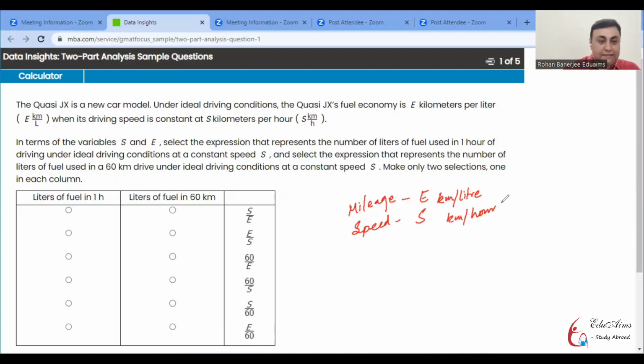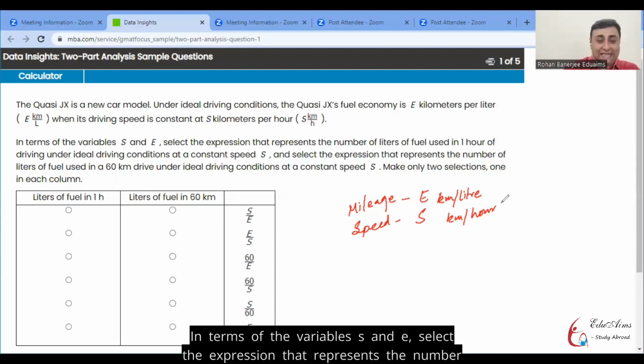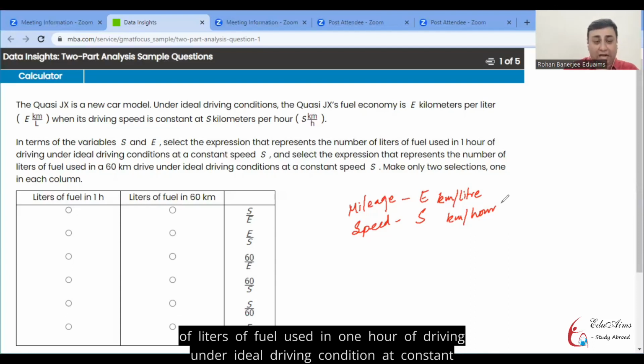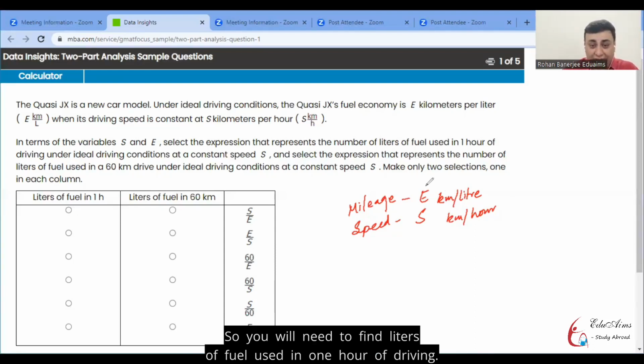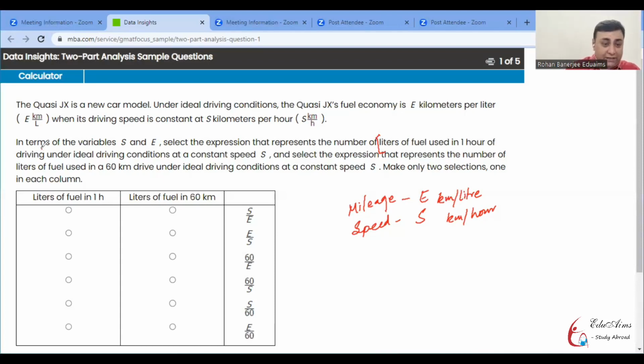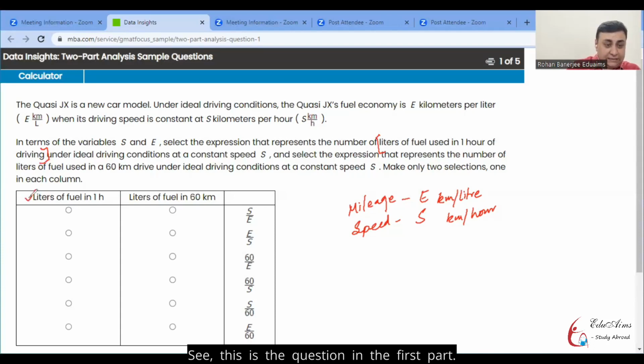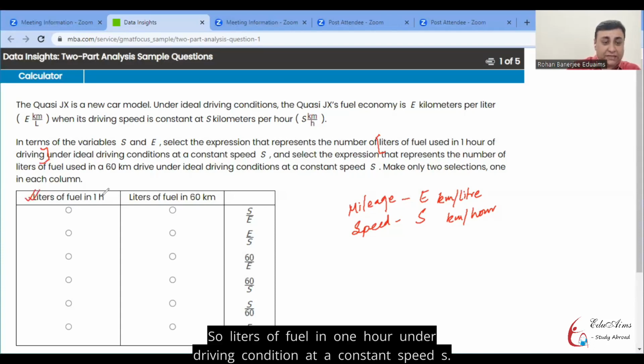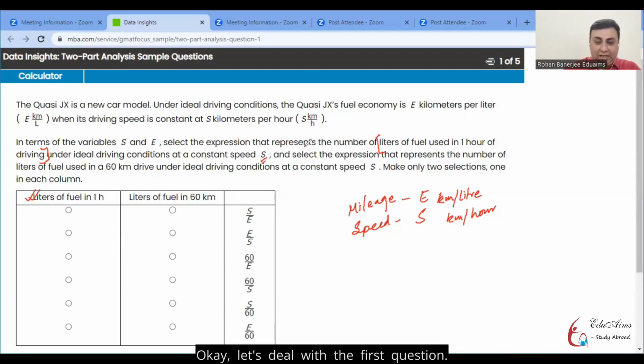All right. In terms of the variables S and E, select the expression that represents the number of liters of fuel used in 1 hour of driving under ideal driving conditions at constant speed S. So you will need to find liters of fuel used in 1 hour of driving. See, this is the question in the first part. Okay, let's deal with the first question. This is the second question. So how would you solve this question, right?